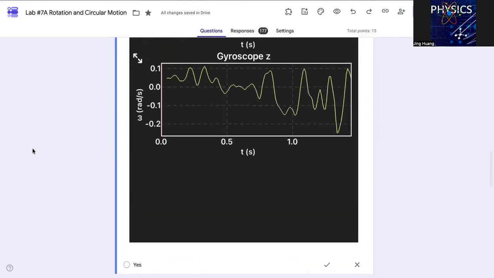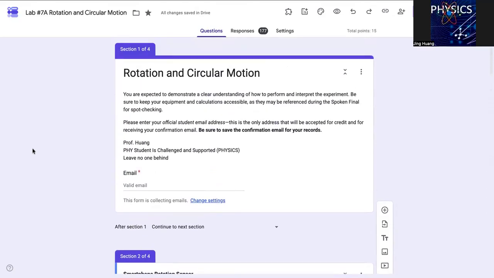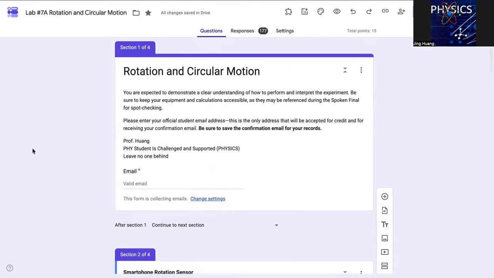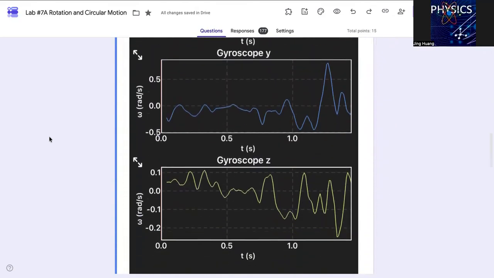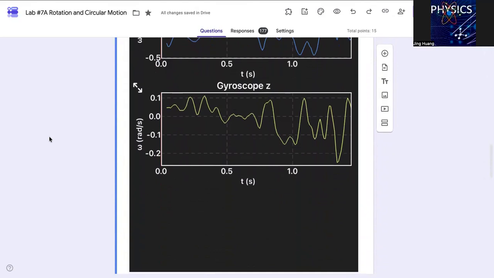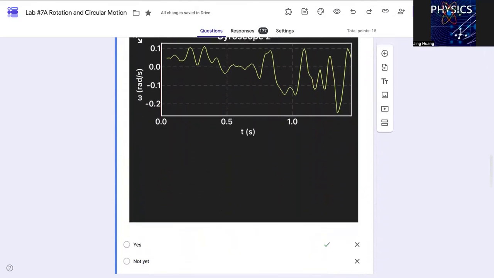So that's the two parts. First, we introduce measurements of angular velocity in terms of radians per second using the smartphone app Phyphox. And secondly, we introduce traffic safety of making a safe turn by slowing down, right? The magic words are slowing down. All right, so that's the rotation experiment.